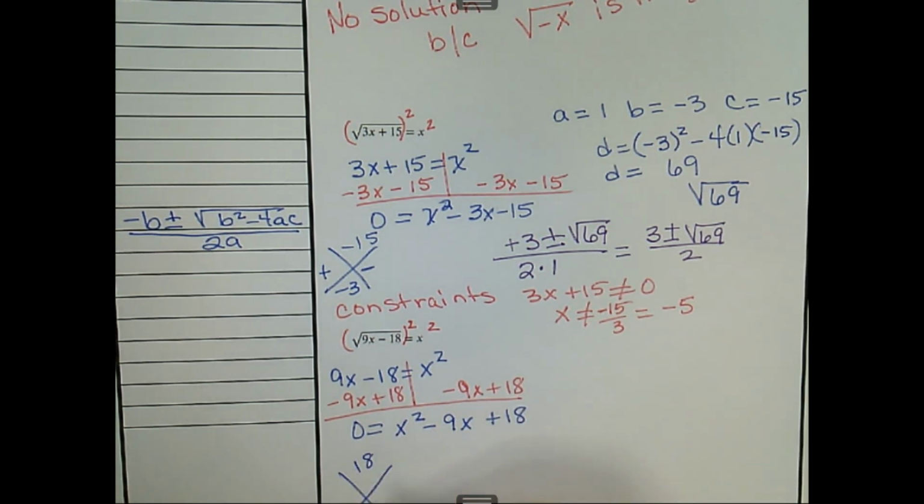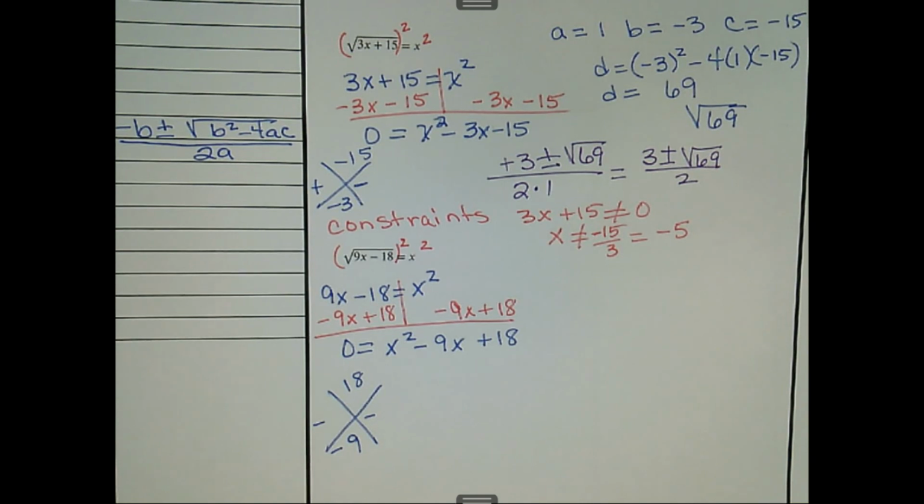Factors of 18 that when I add them together I get 9. Both of them are negative. What are my factors of 18? 1 times 18 is 18, but 18 minus 1 is not 9. 2 times 9 is 18, but 9 minus 2 is not 9. 3 times 6 is 18, and 3 plus 6 is 9.